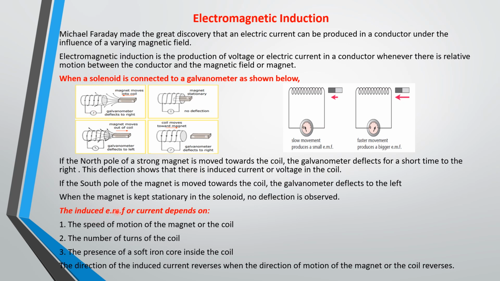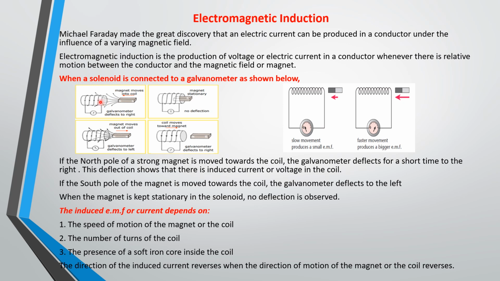Now, the induced EMF or current depends on the speed of motion of the magnet or the coil, the number of turns of the coil, and the presence of a soft iron core inside the coil. So these are the factors that the induced current or EMF depends on. One, the speed at which this magnet is brought towards the coil. Then the number of turns. Then the presence of a soft iron core in this solenoid.